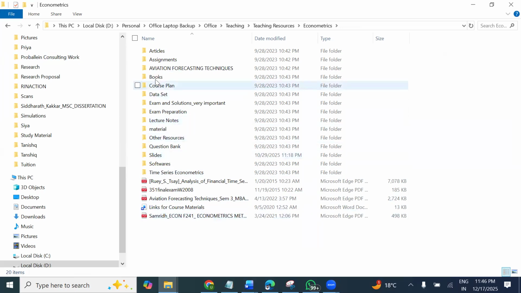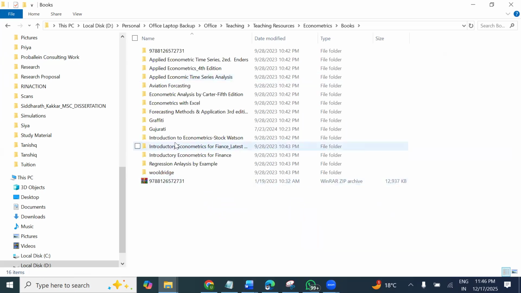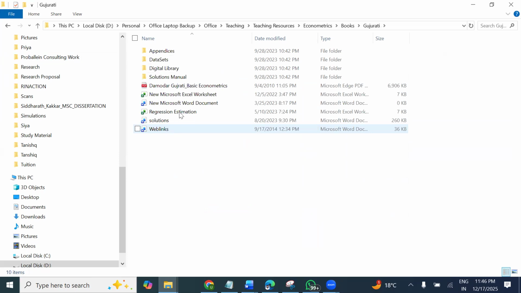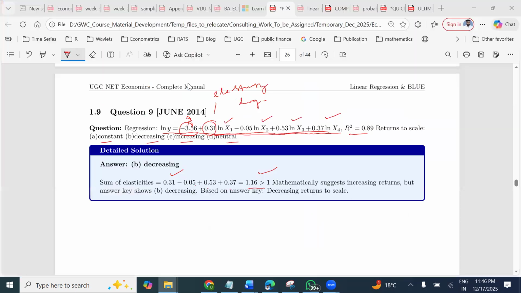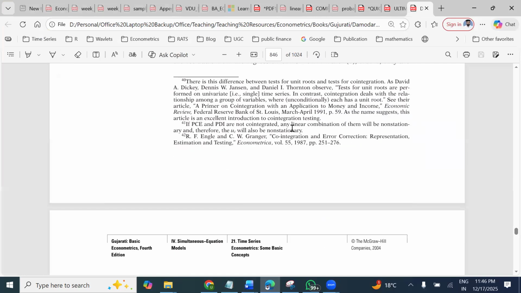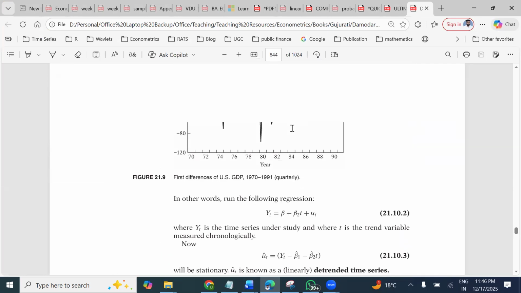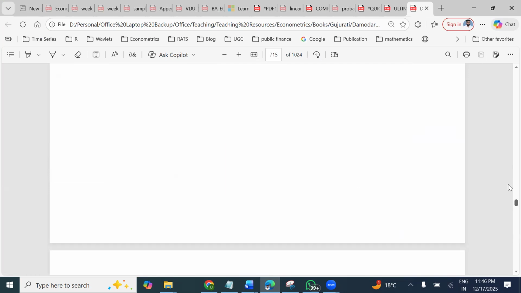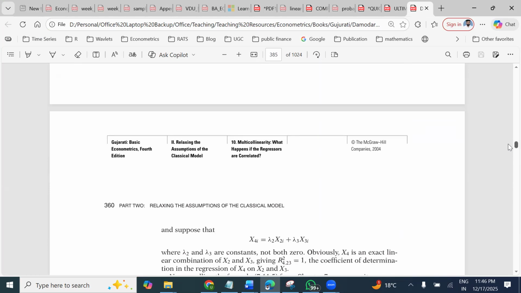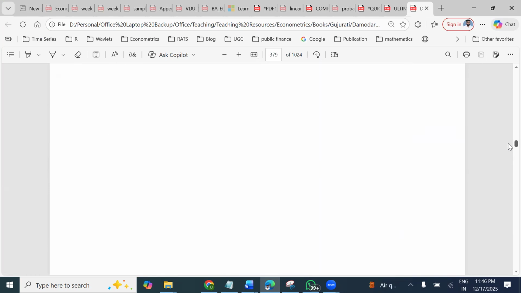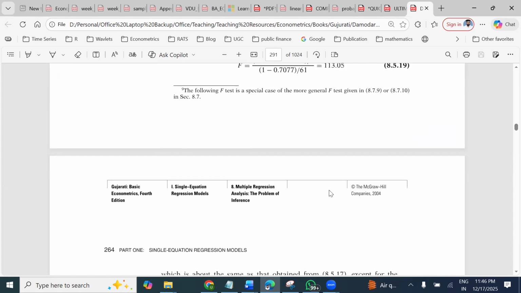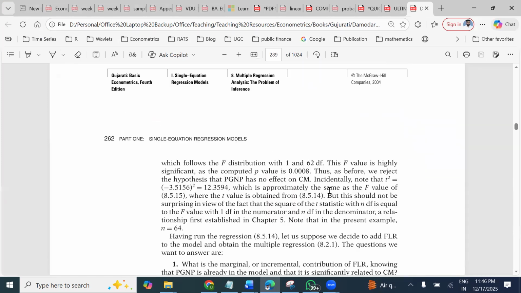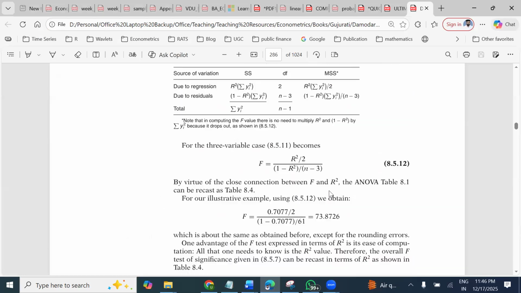Where we had books, Gujarati, Damodar Gujarati. Okay, because the best thing is we can follow. Go to multiple linear regression, because the source is very important. Okay, where you can read this, I'll just tell you.